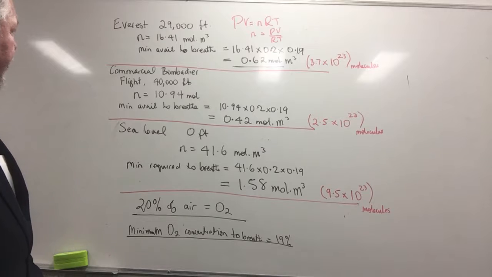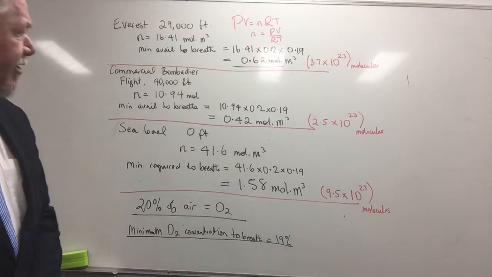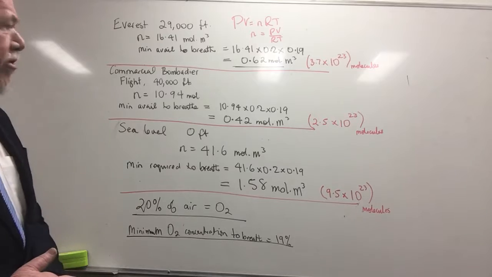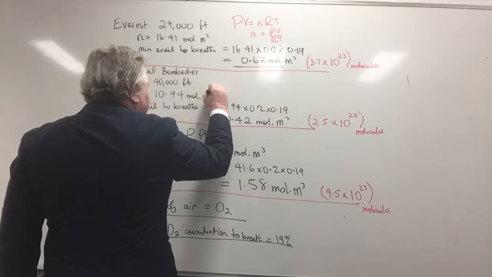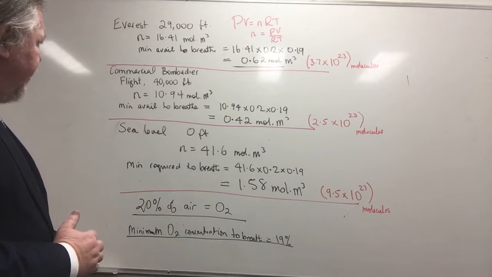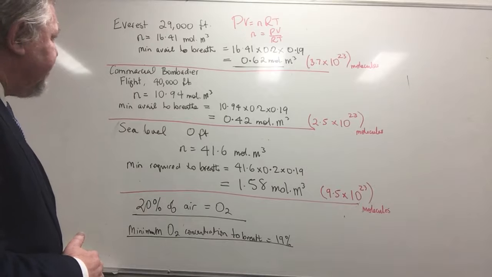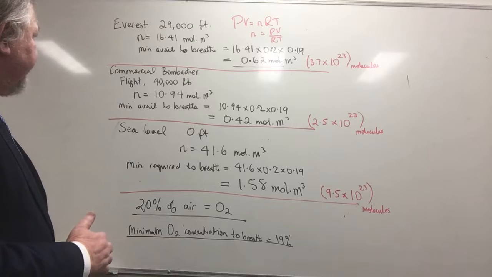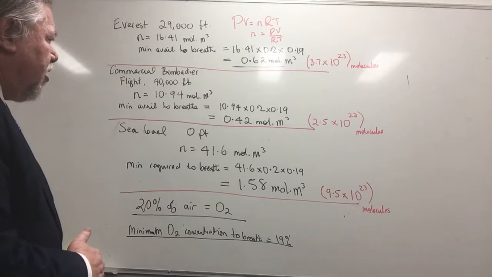Now, if you're in a commercial Bombardier flight at 40,000 feet, then the number of moles of all of the air that is available is 10.94 moles per cubic meter. Again, the minimum amount that you can survive to breathe comes down to 0.42 moles per cubic meter. So Everest is 0.62 moles per cubic meter, and if you're up much further, another 10,000 or 11,000 feet, then you're only going to have 0.42 moles per cubic meter.